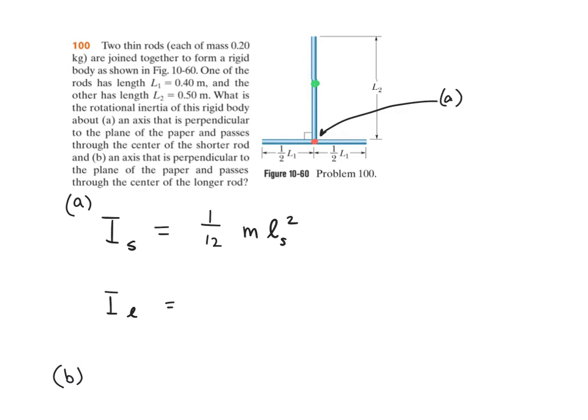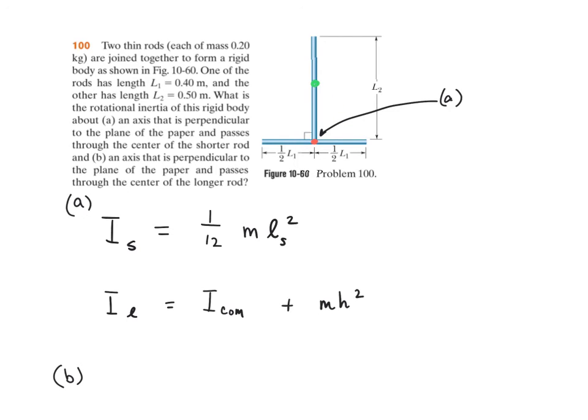If we want something with the parallel axis theorem, we have to look at its I value about its center of mass plus mh squared. The h value, remember, is the distance from where the center of mass is to where it's actually rotating about. The center of mass of the longer rod is right there, that green dot. But it's rotating about this point here, not the green dot. So this distance right here is going to be our h value.